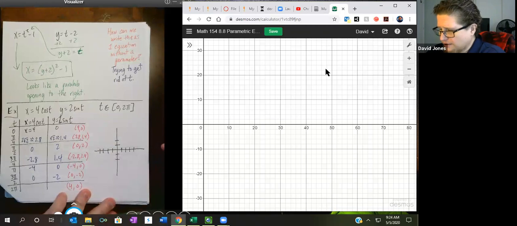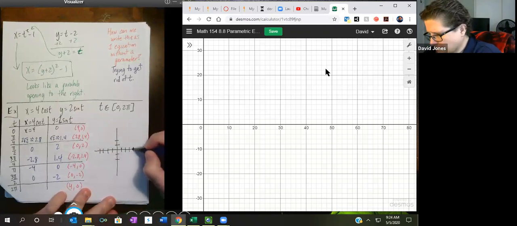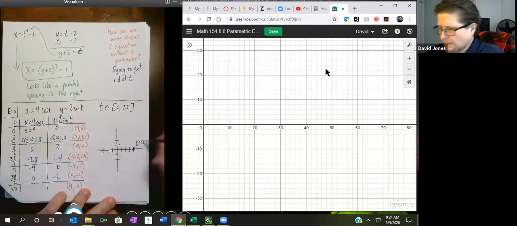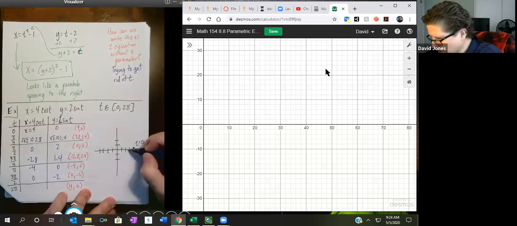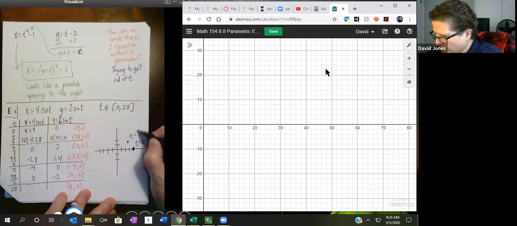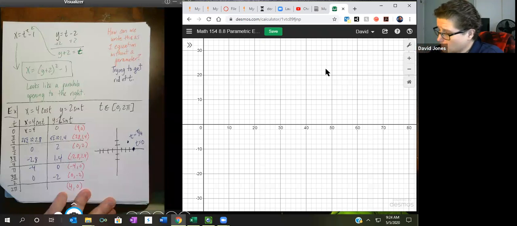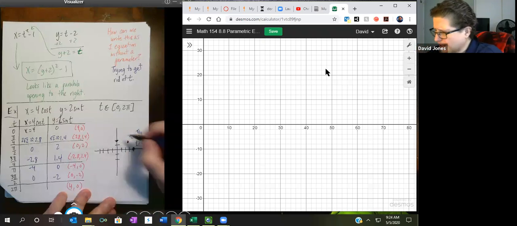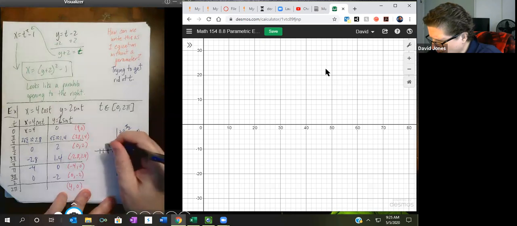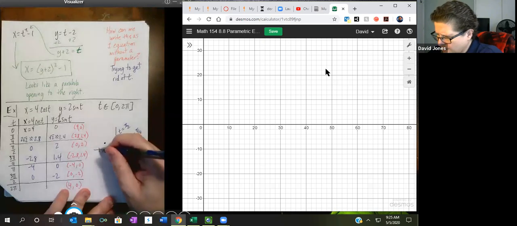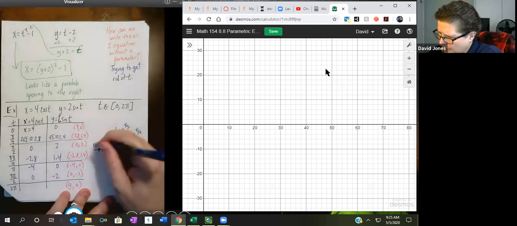Let's see, t equals 0. We're at 4, 0. At pi over 4, we're at 2.8, which is close to 3, up to 1.4. That's t equals pi over 4. At pi over 2, we're straight up. And now we're way back over here, at negative 4, 0. This is t equals pi.